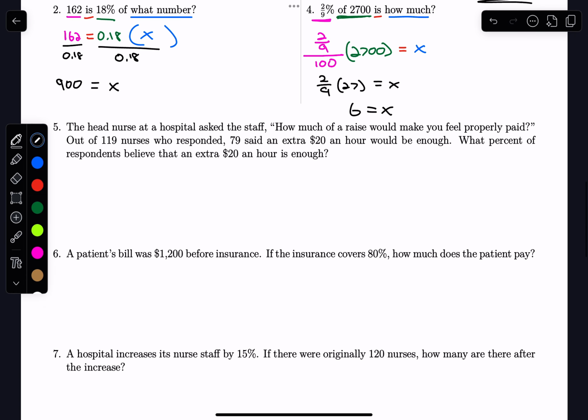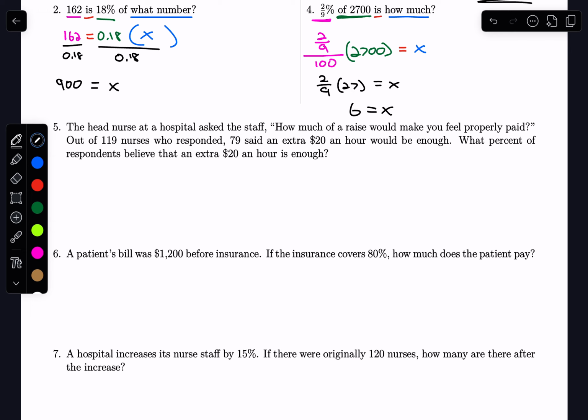We have that the head nurse at a hospital asked the staff, how much of a raise would make you feel properly paid? Out of 119 nurses who responded, 79 said an extra $20 an hour would be enough. What percent of respondents believe that an extra $20 an hour is enough?